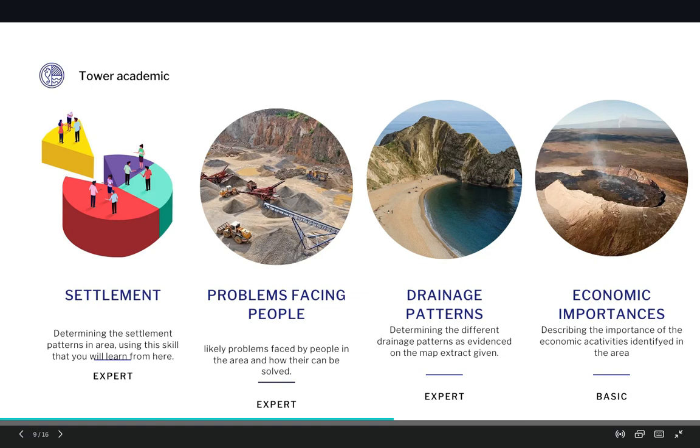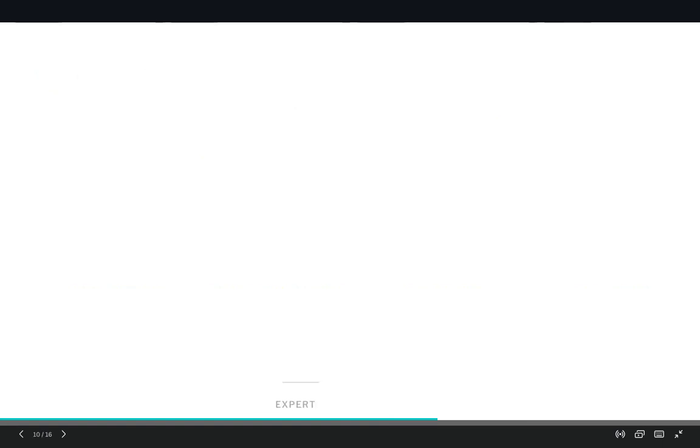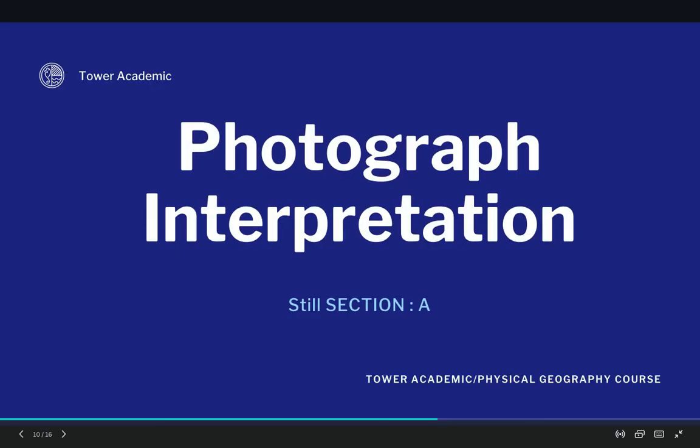Then economic importance. Here we are just looking at how those activities are important to the people who are living in the area. So that is basically what we are going to talk about, and that is what we shall be interested in.